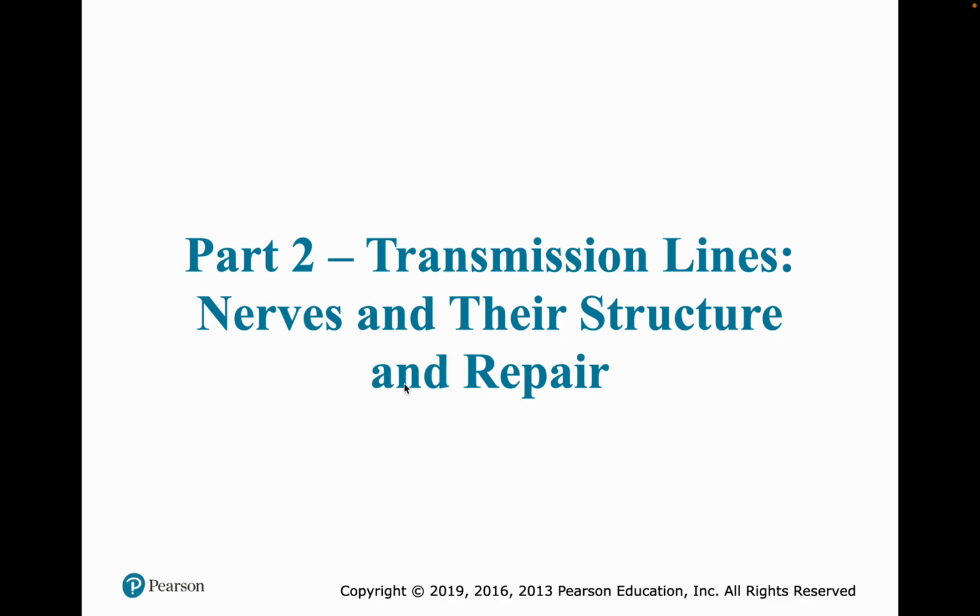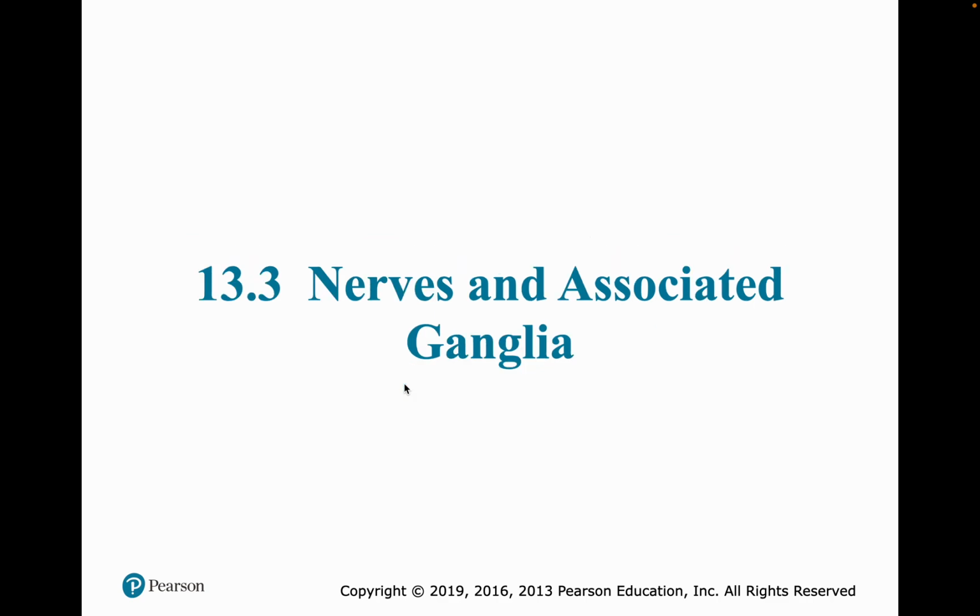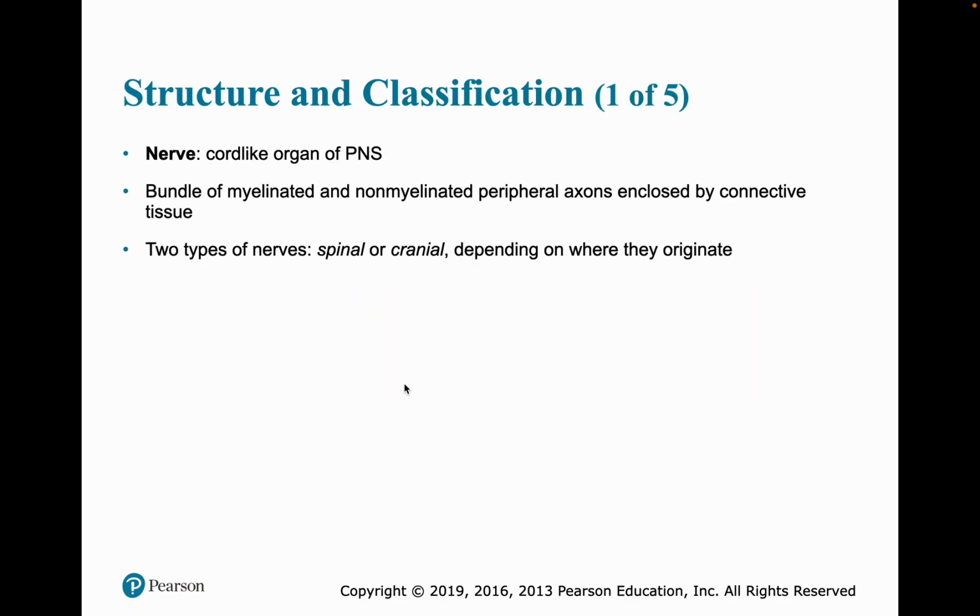The transmission lines: the nerves, their structure, and their repair. Starting with nerves and associated ganglia. So the nerve is a cord-like organ of the peripheral nervous system. We've talked about this before. It's a bundle of myelinated and non-myelinated peripheral axons enclosed by connective tissue. They come either off the brain or the spinal cord, so we have spinal or cranial nerves, depending on where they originate.